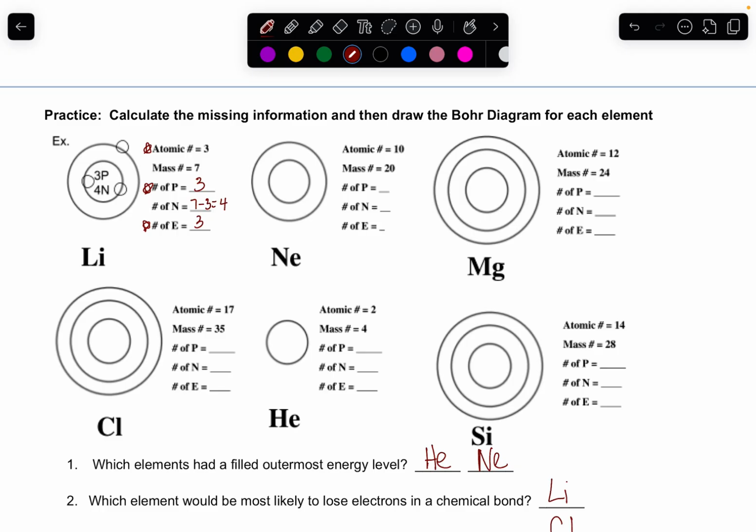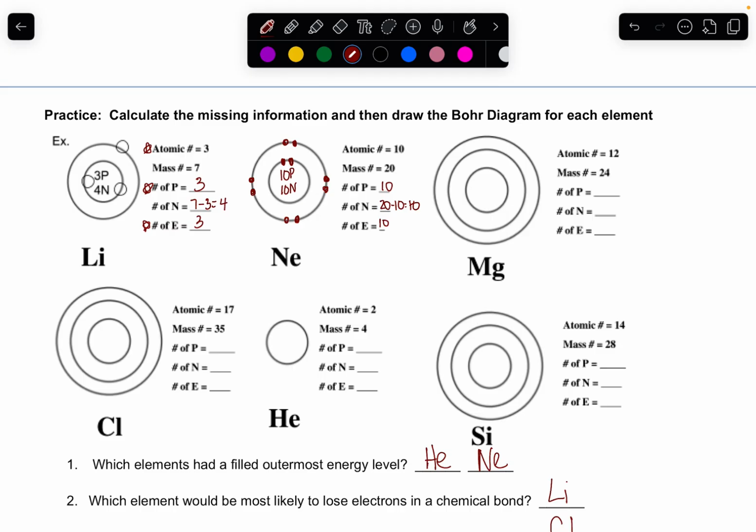For neon, I have an atomic number of 10, which means I have 10 protons and 10 electrons. My number of neutrons is my mass of 20 minus 10 protons gives me 10 neutrons. So I'm going to have 10p in the middle and 10n. And I'm going to place 10 electrons. Start out with 1, 2 in the first level, and then I bump out to my next one. 3, 4, 5, 6, 7, 8, 9, and 10. Worked out perfectly because that just filled my second level.